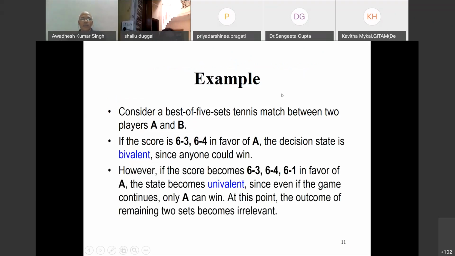Another example I put, for example, say there is a 5-set tennis match, and at a particular stage during the match, the score is 6-3, 6-4 in favor of A. Then we can say it is a bivalent state. Means from here onwards, the match could go in favor of A or B. That's why we say it is bivalent, 1 or 0. However, if the score at some point of time is 6-3, 6-4, and 6-1, then we call it a univalent state, because from here onwards the decision can only be in favor of A, and that's why beyond this we do not continue the match. The moment the score is 6-3, 6-4, 6-1, we declare that the match is in favor of A. So this is another example of consensus.